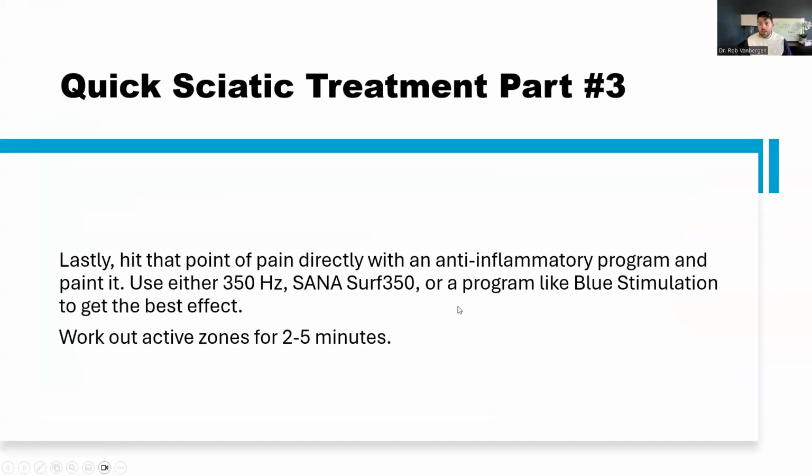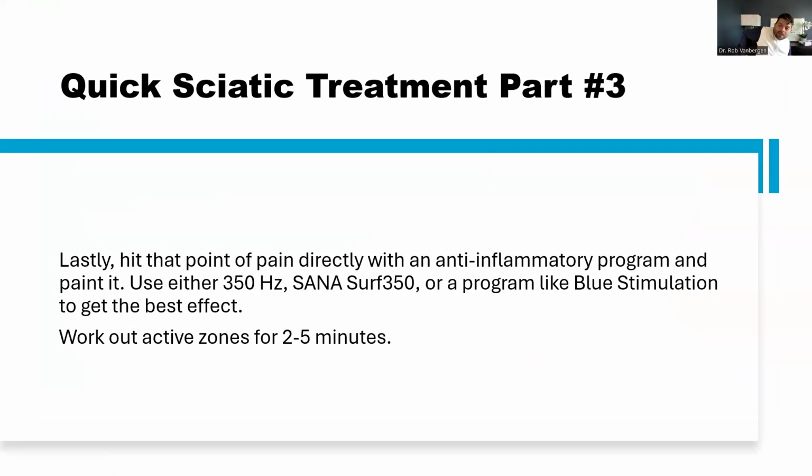Now, step 3 is probably the simplest thing we can do with microcurrent, which is simply just hit the point of pain directly with an anti-inflammatory program. Whether you're using 350 hertz, SanaSurf 350, or a program like Blue Stimulation, if you have the Genesis, you want to choose something that can be used for painting. And you're going to simply work out active zones for 2 to 5 minutes. You don't want to overdo it. And you're really just looking to get that kind of relief.